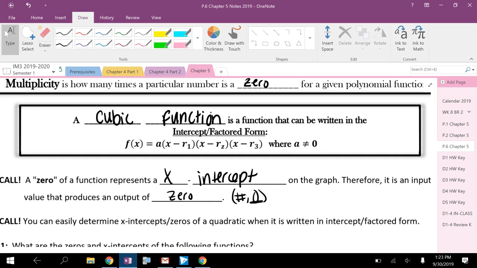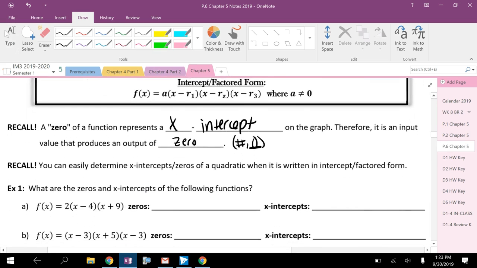Okay. Recall that when we're using x-intercepts or we're talking about zeros, a quadratic can be written in intercept form. So looking at this, you did this last chapter. This is quadratic. What is the 0 of this? What's the solution? X equals what? 4. And then what's the other one? Good. Now, again, zeros and intercepts mean the same thing.